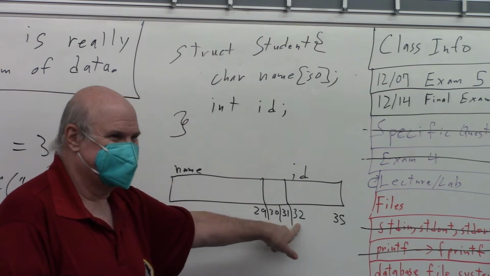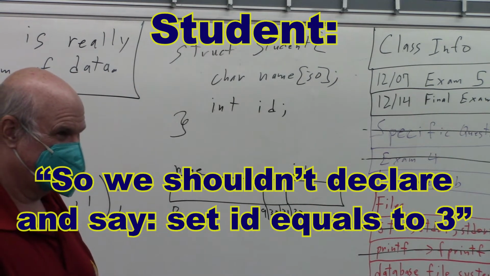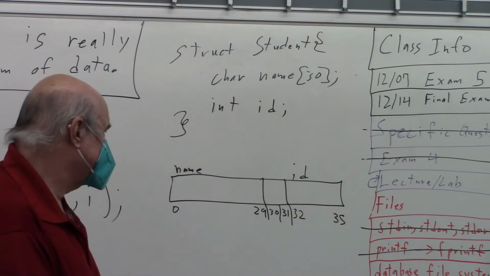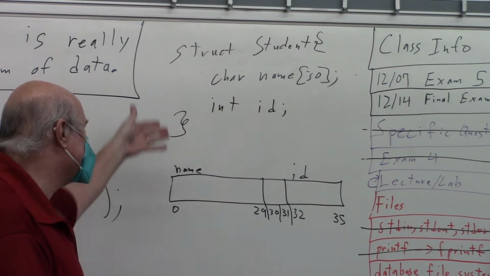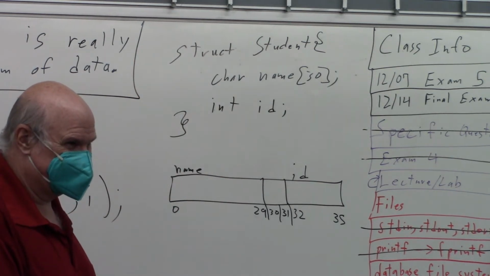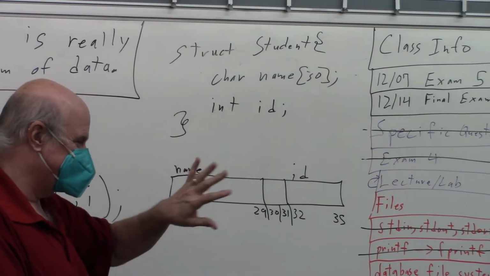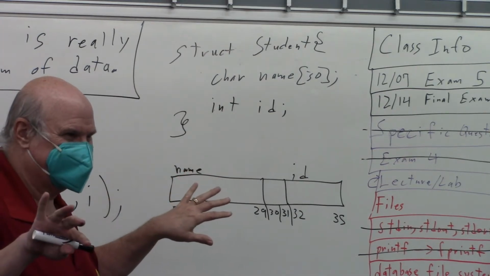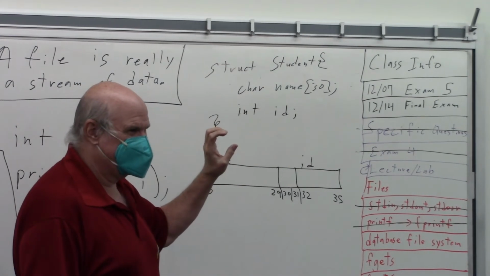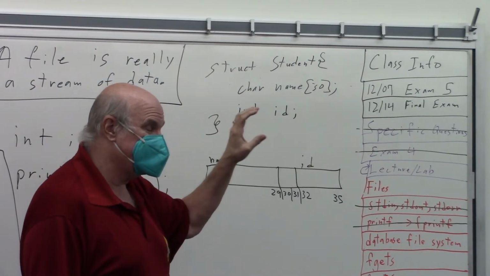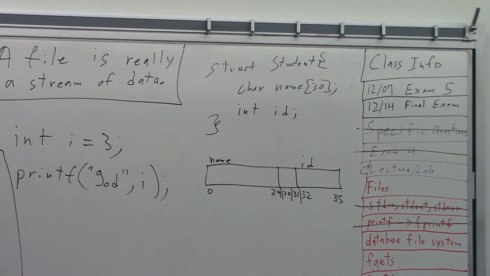Oh, okay. So we shouldn't declare and say set ID equals 3, if the ID number is 3? That's not what we're talking about here at all. We're talking about the structure of data, the structure of how something's going to look. And you have to separate very clearly type and variable. Type doesn't represent any memory. Type is simply something that can represent memory when someone declares a variable. You have to know the difference between type and variable.